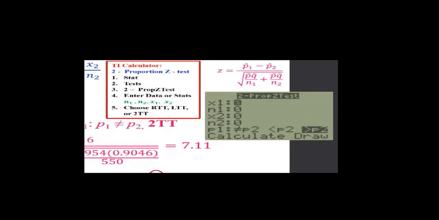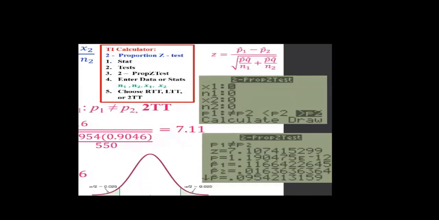Again, if you were to use a TI, you use the two proportion z-test. Click on Stat, Tests, two proportion z-test, and enter the data and choose whether it's a right tail test, left tail test, and so on. And it gives you the result. If you look at the result here, it gives you this p-value. We don't want to mix this up with the proportion. It's 1.19 times e to the power of negative 12. E negative 12 means times 10 to the power of negative 12. It's almost zero. The p-value is extremely small.